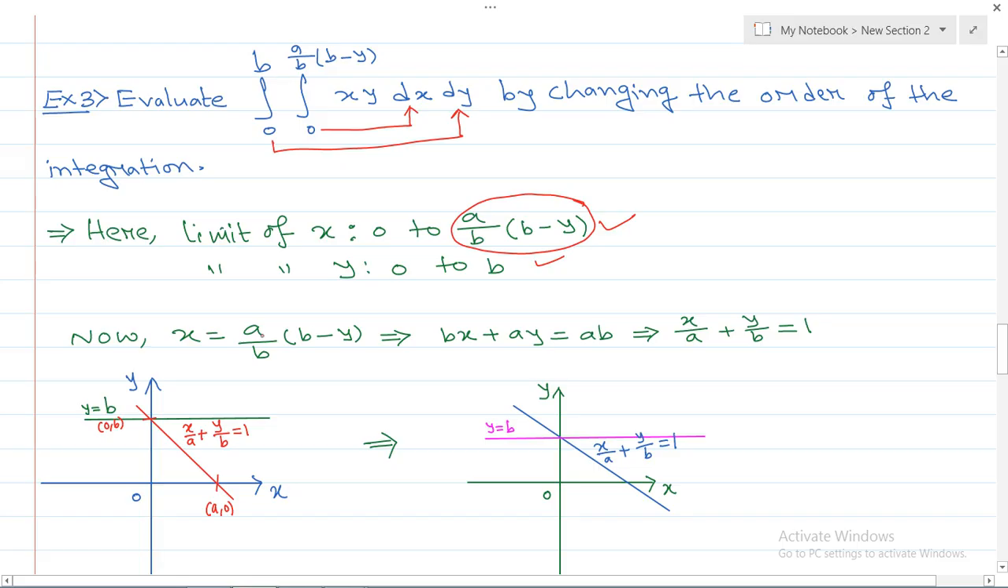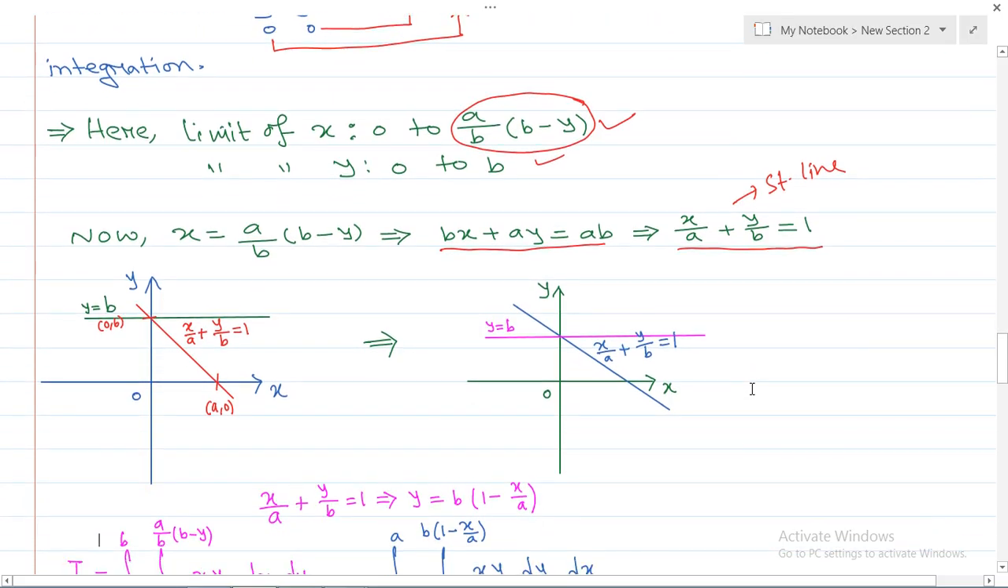So x equal to a upon b, b minus y, what does it represent to us? Let us just simplify one line. It will become bx plus ay equal to ab. Now if we divide both sides by ab, we are having x upon a plus y upon b equal to 1. So basically it represents a straight line in the intercepted form. Okay, so let us try to draw the region now.